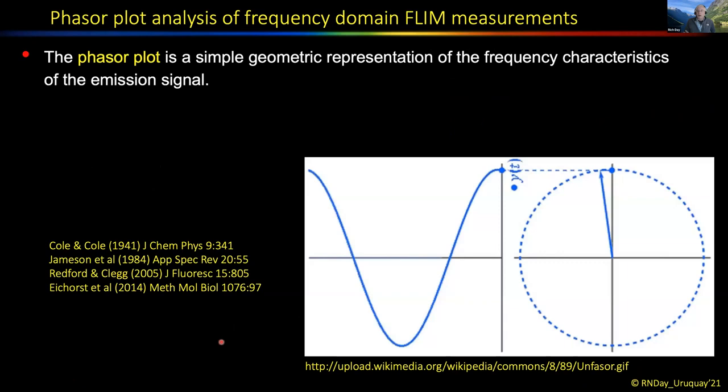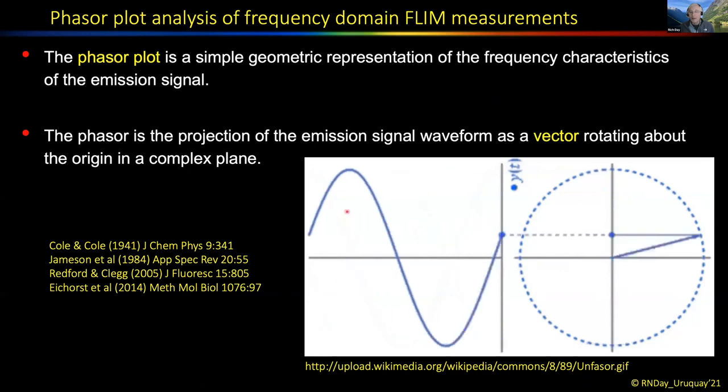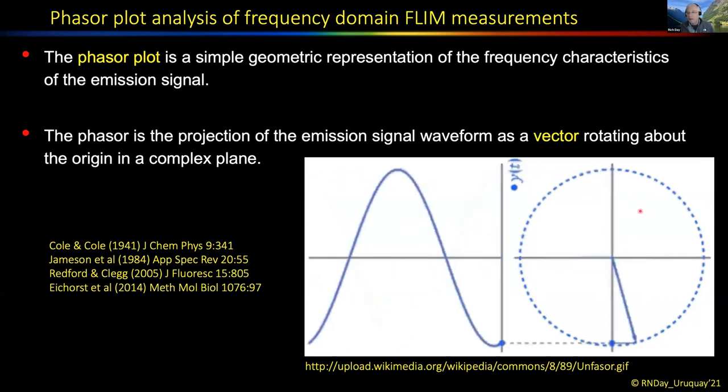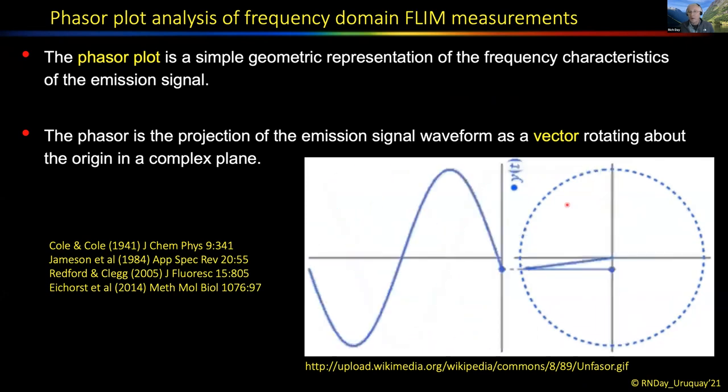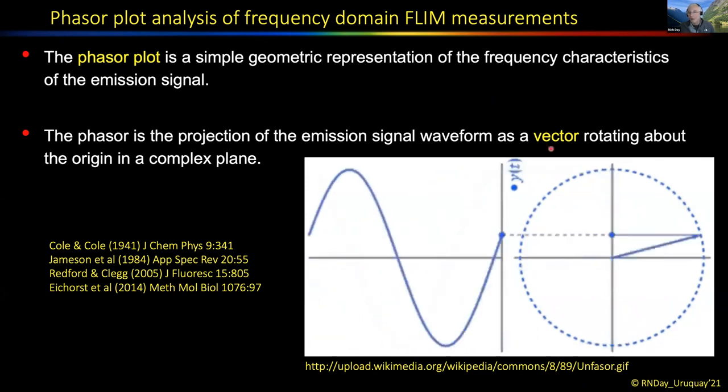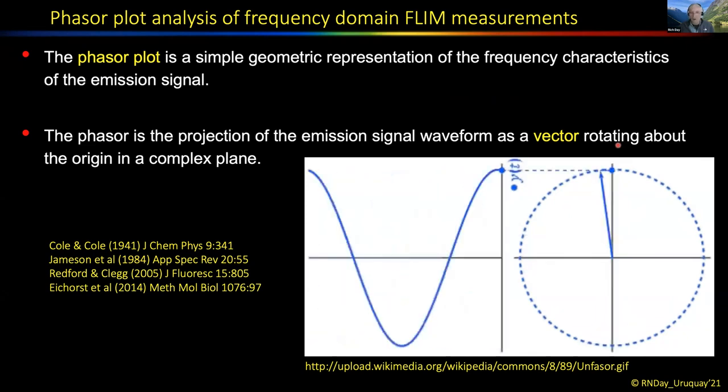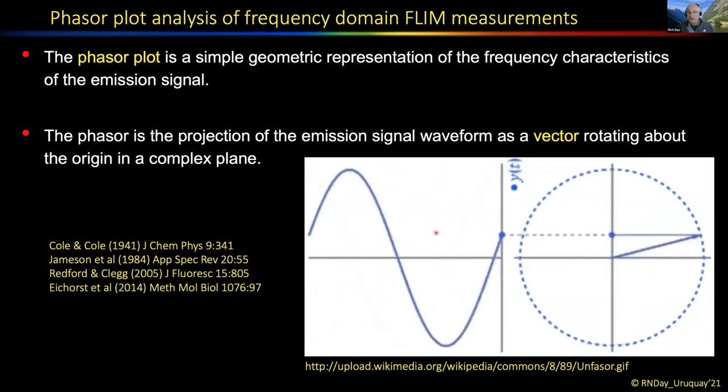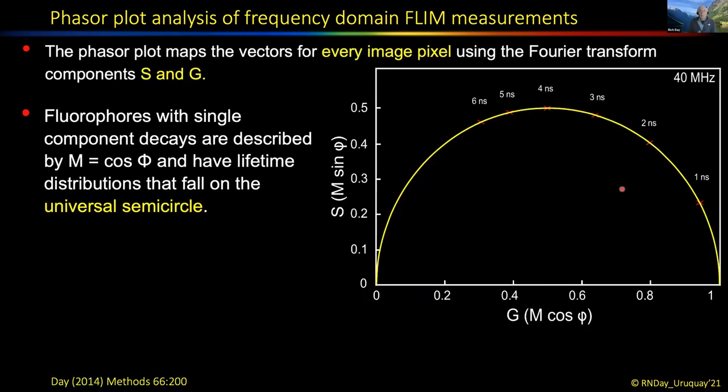When I think of phasor plots, I know Enrico thinks of these naturally. For me, it's a struggle, but I think of these as a simple geometric representation of the frequency characteristics of that emission waveform. The way I think about it is, every point on this emission waveform can be plotted on this two-dimensional graph as a vector rotating around an origin in a complex plane. So we're simply mapping that waveform onto this two-dimensional plot. And so you've seen these already. These are the phasor analysis.